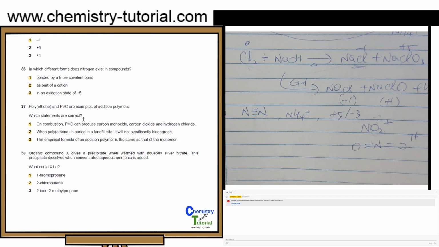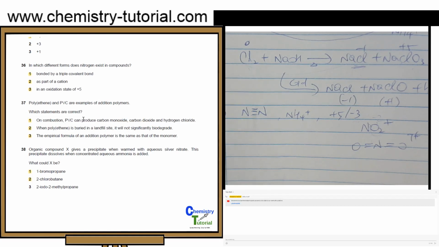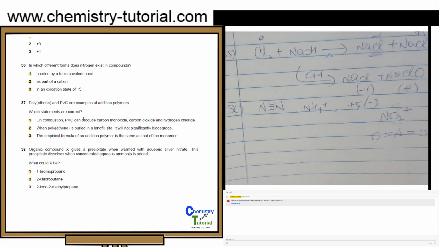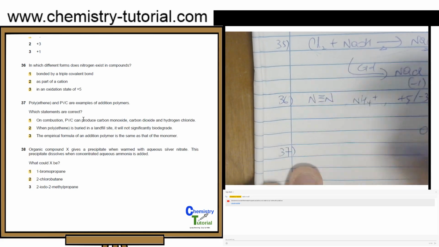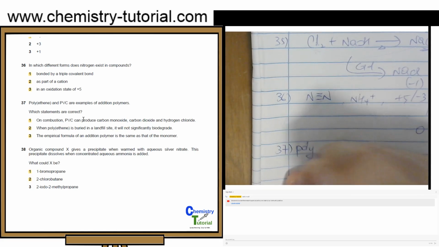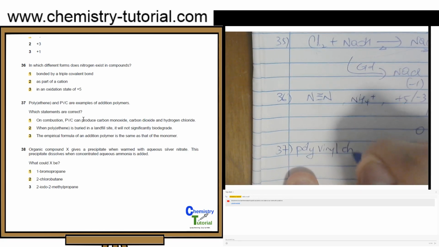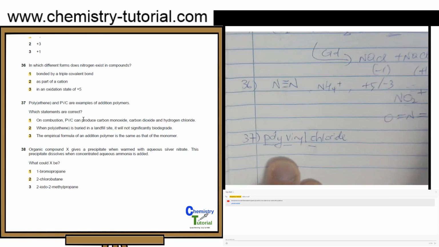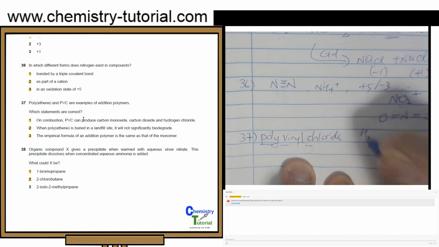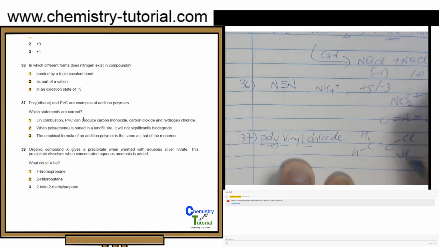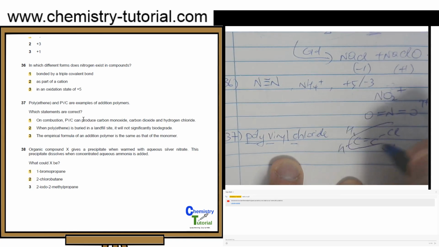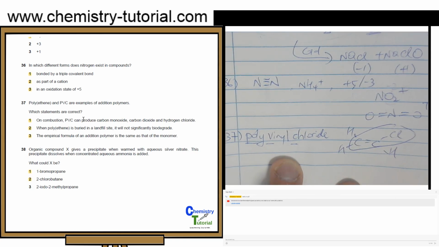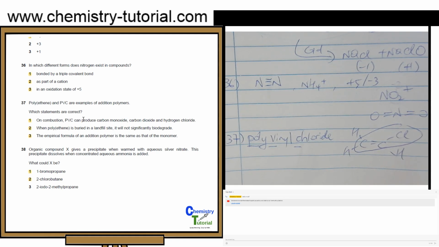For 37, polyethylene and PVC are examples of addition polymers. Now for information, PVC stands for poly, meaning you're going to have polymerization, vinyl chloride. That's why you have PVC. Okay, how does it look like? Well, its monomer looks something like this. It's an alkene, but there's a Cl. So vinyl chloride can undergo addition polymerization.